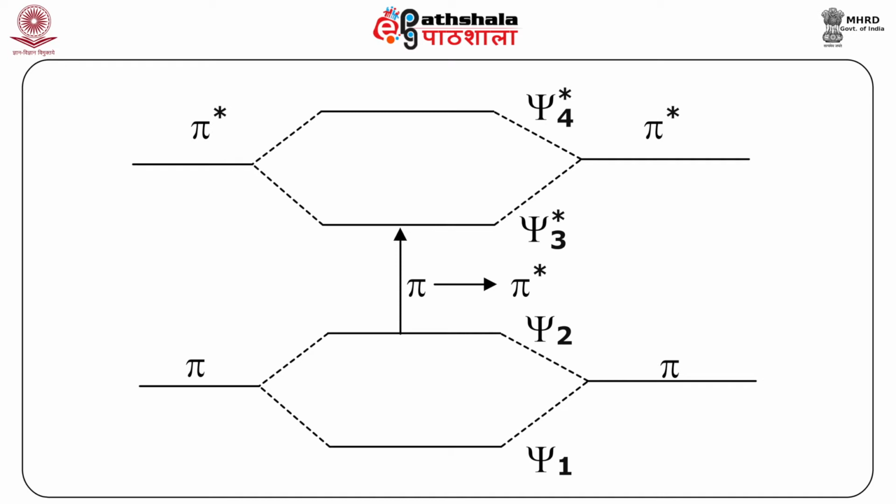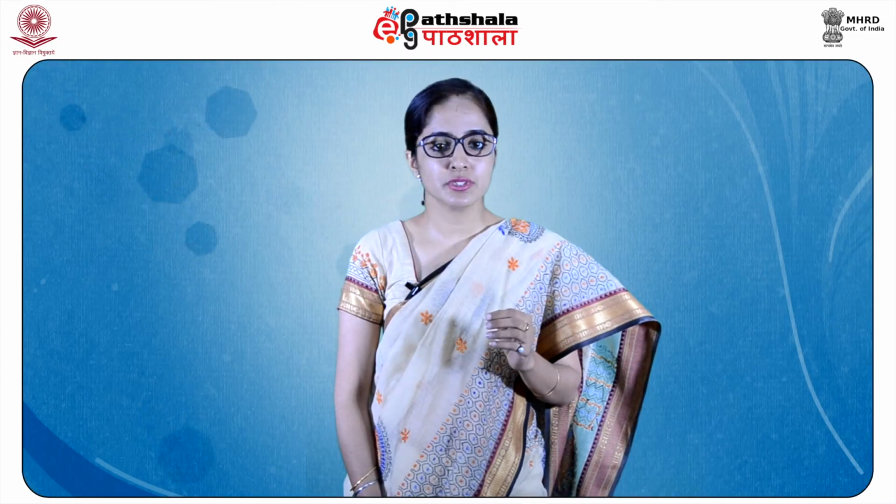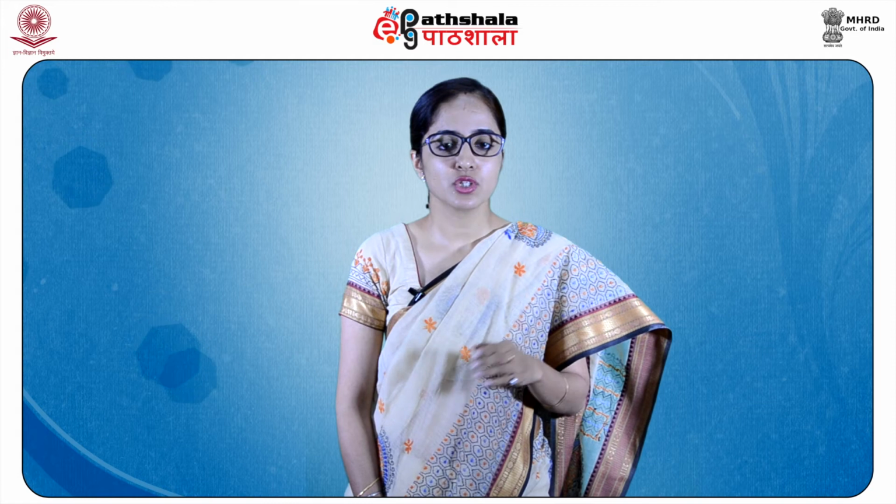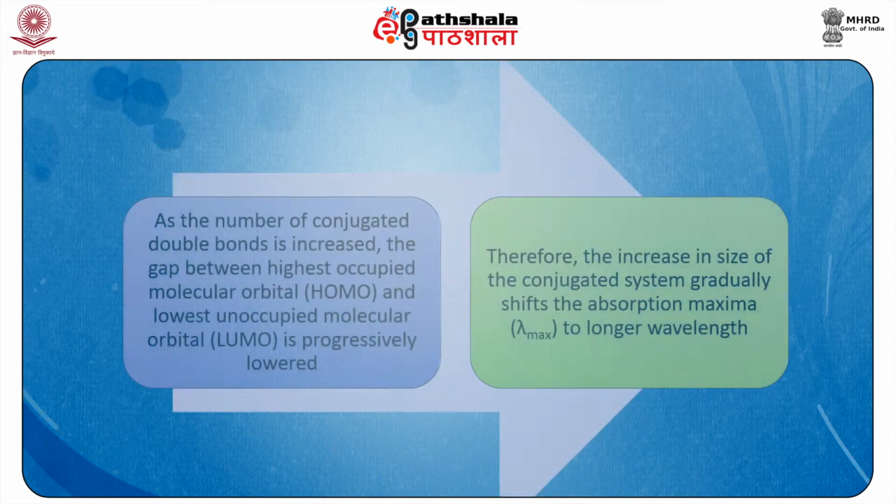Now, it is clear that the transition of lowest energy, that is pi to pi star transition in conjugated systems, is psi2, which corresponds to the HOMO, to psi4 star, which corresponds to LUMO. Hence, we can say that the conjugated dienes absorb at relatively longer wavelengths or lower energy than do the isolated alkenes.